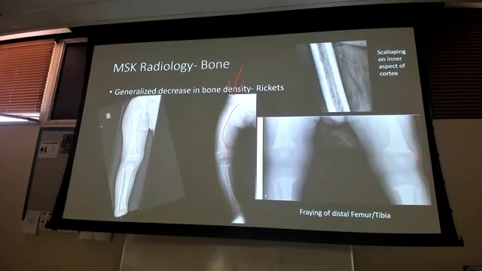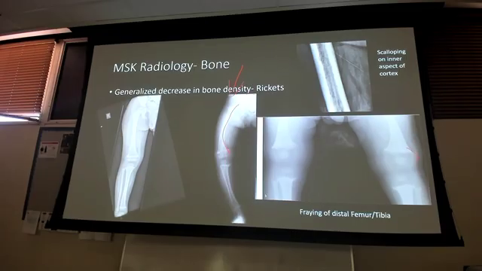So don't just say bow-legged means rickets. It would be more bow-legged. When did your kids start walking? The odds are if they have a vitamin D deficiency, they probably weren't walking earlier than 1 anyways because their bones weren't growing or strong enough yet. And then you use the fraying in that distal femur or tibia as kind of your signs for rickets, right?